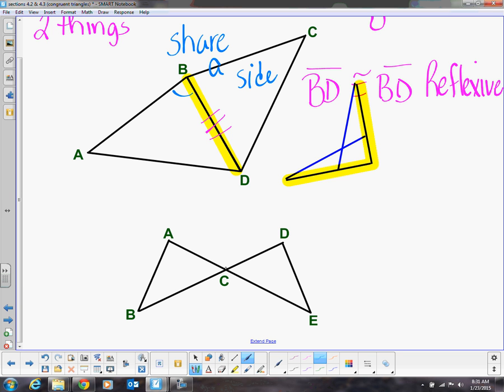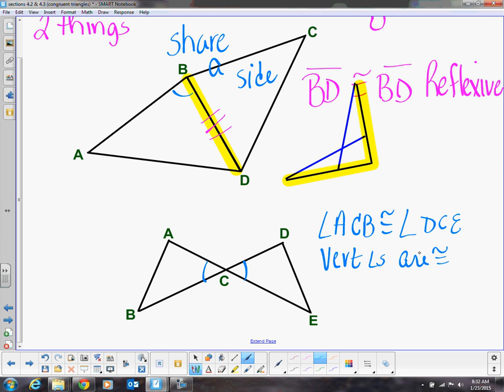Okay, BCE is congruent to ACD. That is correct. However, they're not inside the triangles. Can you name two that are inside? DCE is congruent to ACB. What type of angles are those? You know this. That's correct. Angle ACB is congruent to angle DCE, and the reason is vertical angles are congruent. That was a theorem we had a long time ago.